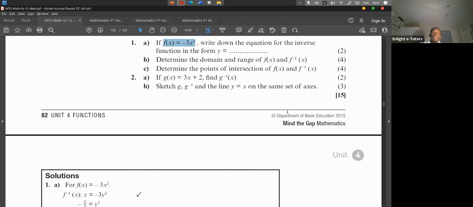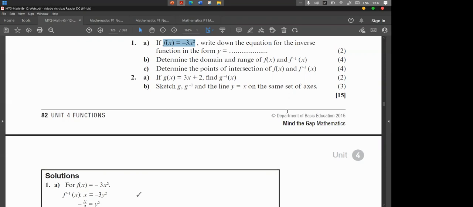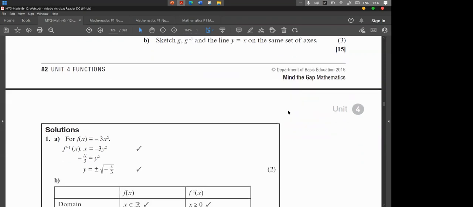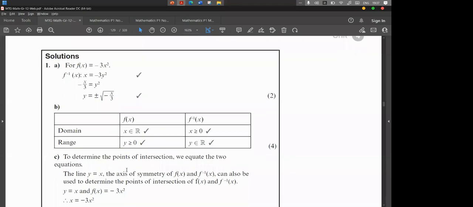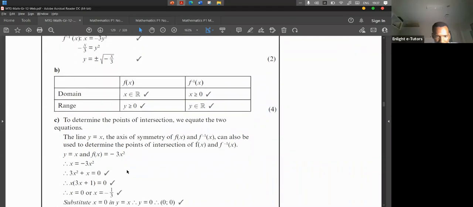And then they'll ask you to determine the points of intersection of f(x) and its inverse. Let me tell you the easier way to get the points of intersection. If you have two graphs and you want the point of intersection, you just take their equations and equate them. So you get negative 3x squared is equal to the square root of negative x over 3. You solve them simultaneously. You do your thing here.